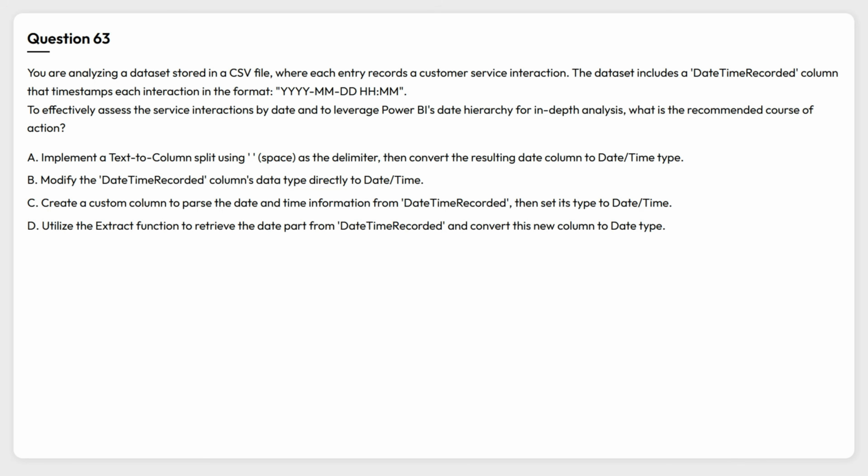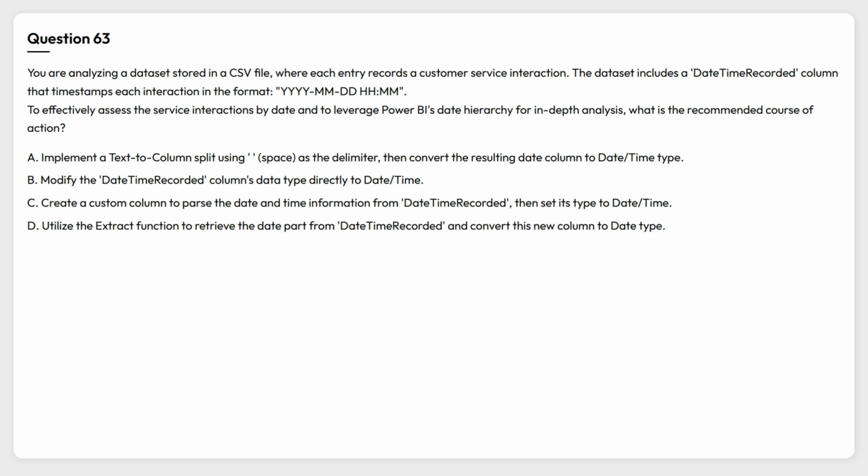Question number 63. You are analyzing a dataset stored in a CSV file where each entry records a customer service interaction. The dataset includes a datetime recorded column that timestamps each interaction in the format. To effectively access the service interaction by date and to leverage Power BI's date hierarchy for in-depth analysis, what is the recommended course of action?